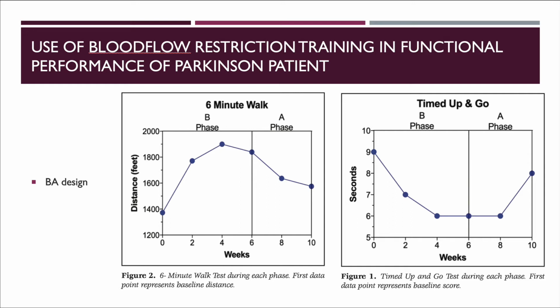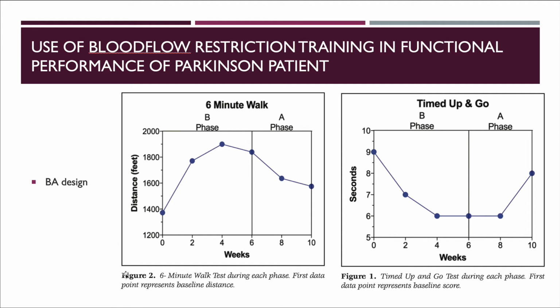They looked at an individual who has Parkinson's, and they were doing a lot of different functional performance measures, like a 6-minute walk: how far could they go over 6 minutes? How long did it take them to get up out of a chair and get moving in a functional manner, and so on, and a whole bunch of different measures which are interesting and very practical for an individual. And they utilized a BA design. Remember, a BA design is where there is an intervention going on, and then the intervention is removed.